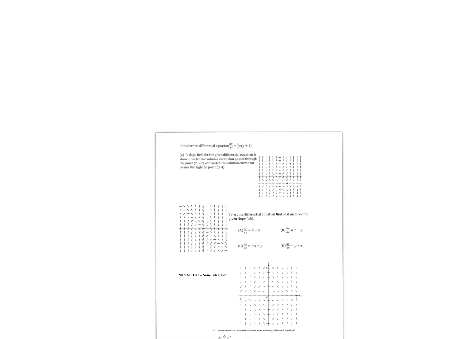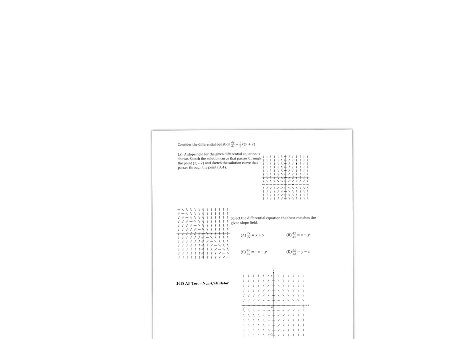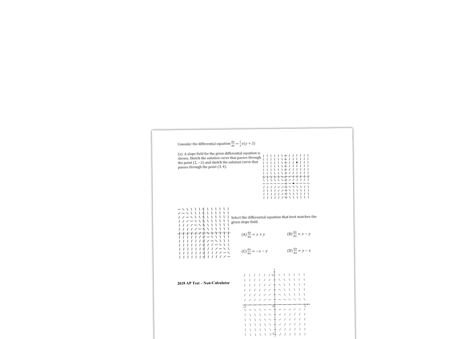Consider this differential equation. A slope field is shown. Sketch the curve. Okay, so we've never had to sketch one before, and sometimes they do. It says sketch the solution curve that passes through the point 2, -2. So that's here. They wanted it to go through this green point as well as 3, 4. Every single person in this room, their sketch is going to look different, and that's fine. You just want to follow the trends through 2, -2.